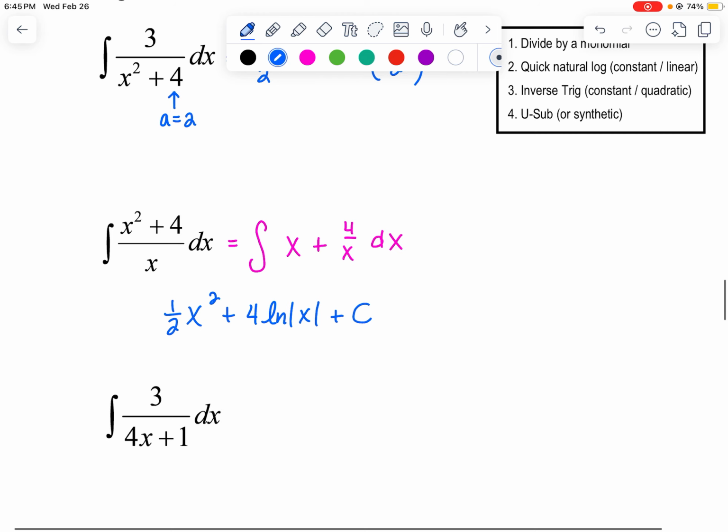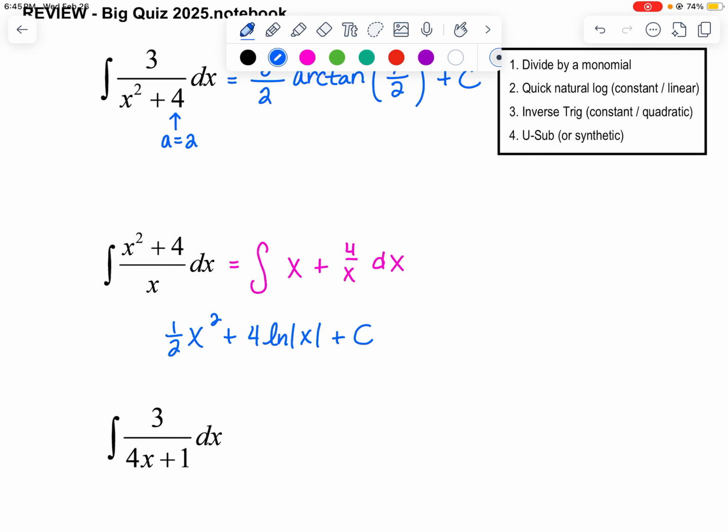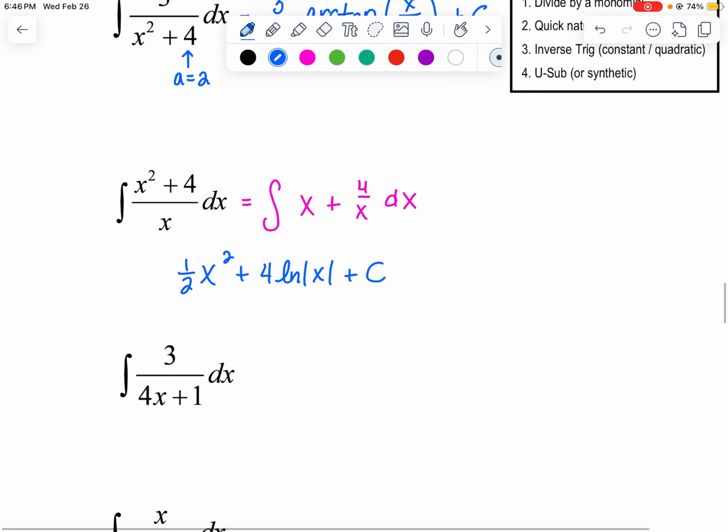All right, our third one here, we cannot divide by a monomial. That is a constant over a linear. And so that's just a quick natural log. So that's a constant on top, that's a 3 on top, that's a linear on the bottom, so that's natural log of 4x plus 1. Derivative of the inside is 4, and so we put a 1/4 out front, so that's a 3/4 out front, plus c.